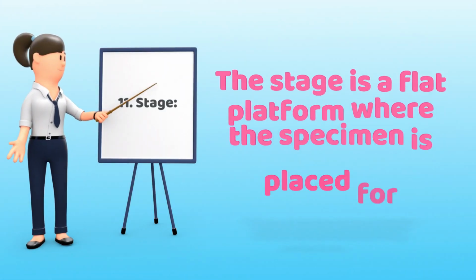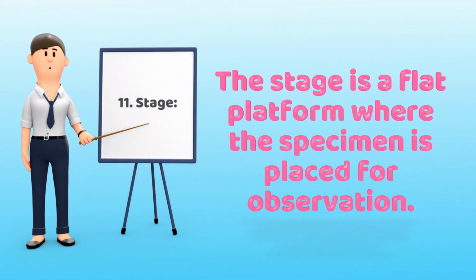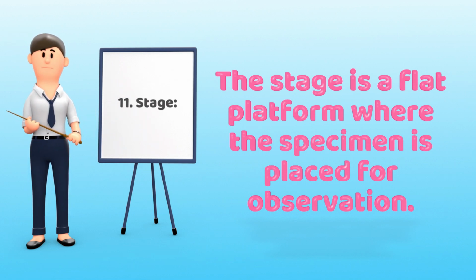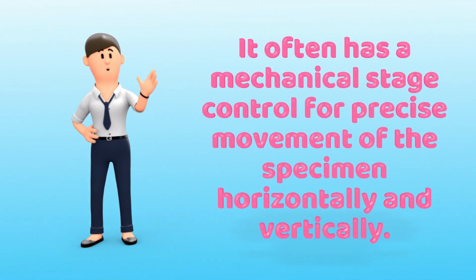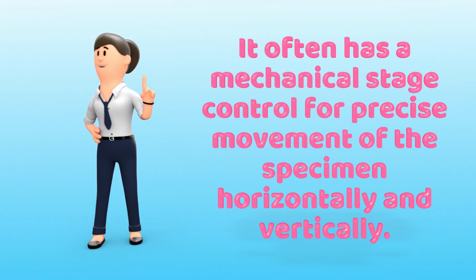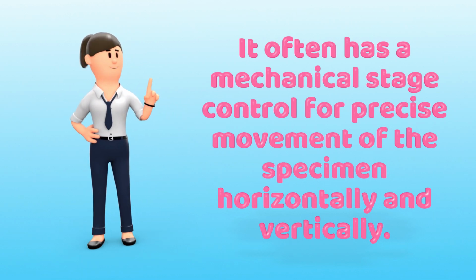Another one is the stage. The stage is a flat platform where the specimen is placed for observation. It often has a mechanical stage control for the precise movement of the specimen horizontally and vertically.